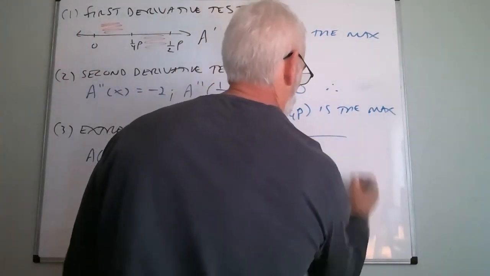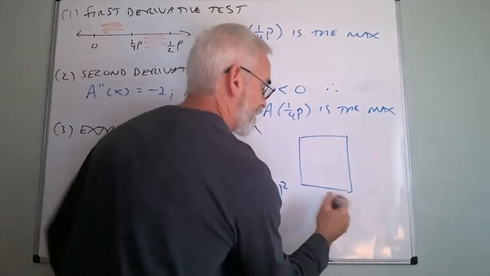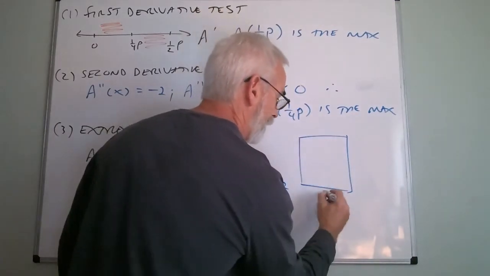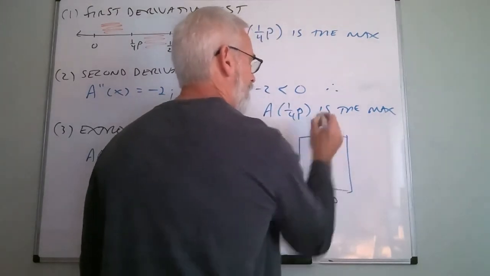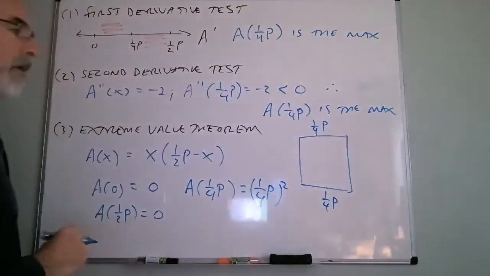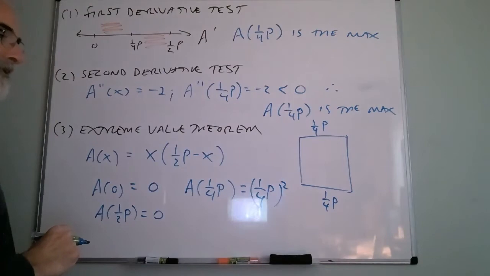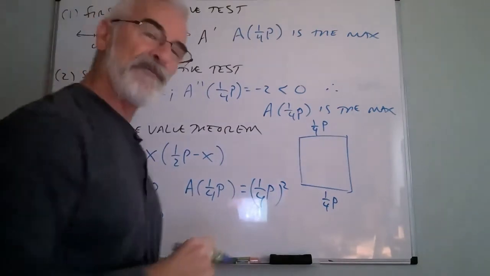So going back, I had perimeter p, and it said if x is 1/4 p, now what was y? Oh, y was what? 1/2 p minus 1/4 p.